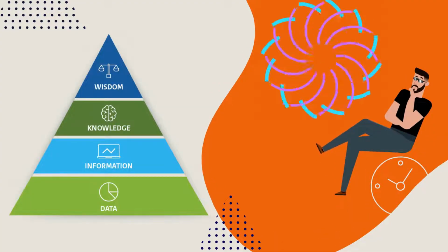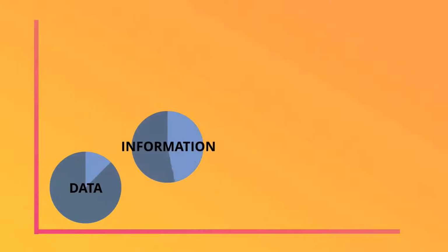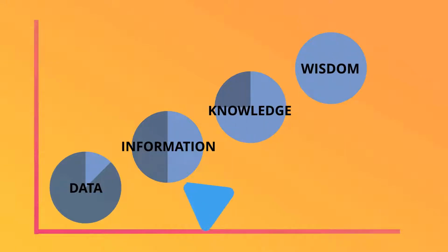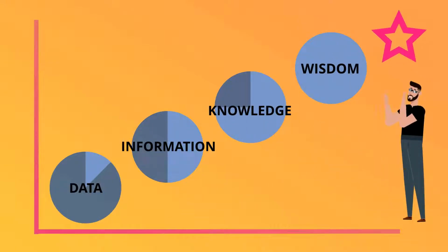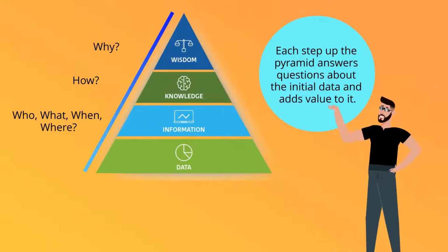What is the data, information, knowledge, wisdom, DIKW, pyramid? Knowledge pyramid, wisdom hierarchy and information hierarchy are some of the names referring to the popular representation of the relationships between data, information, knowledge and wisdom in the DIKW pyramid. Each step up the pyramid answers questions about the initial data and adds value to it. The more questions we answer, the higher we move up the pyramid.